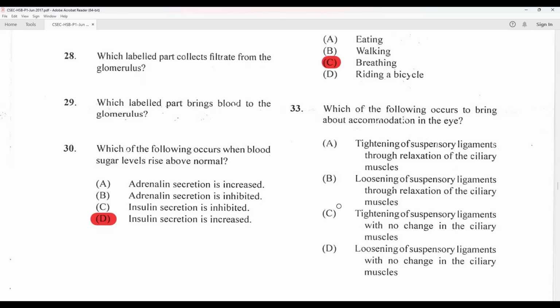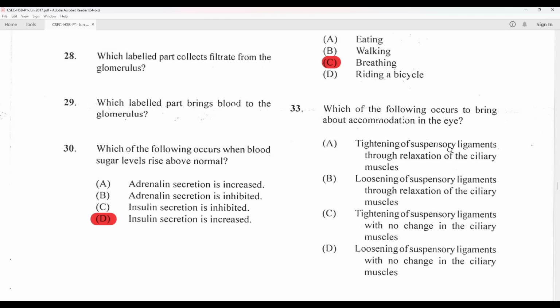Which of the following occurs to bring about accommodation in the eye? Accommodation is the change in vision to see objects that are close by, to see objects that are far away. So the eye needs to change in terms of what is happening with the lens. Remember, your lens needs to bend light so that the image lands on your retina.